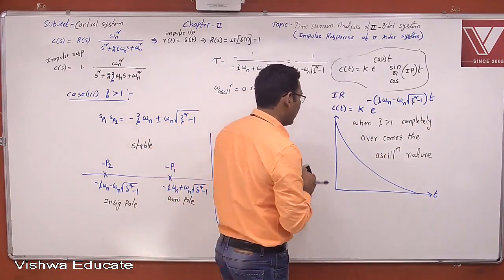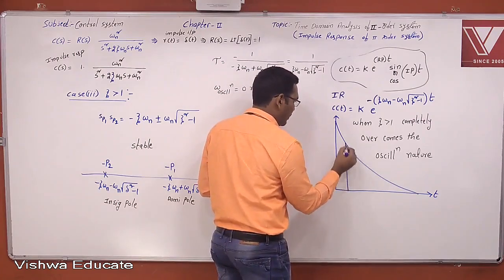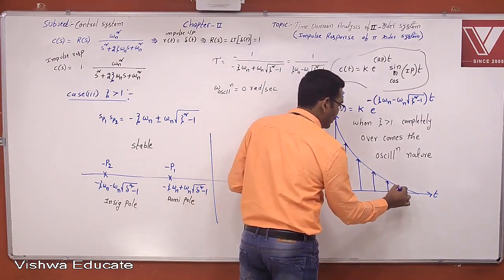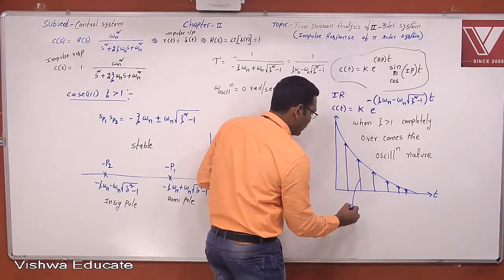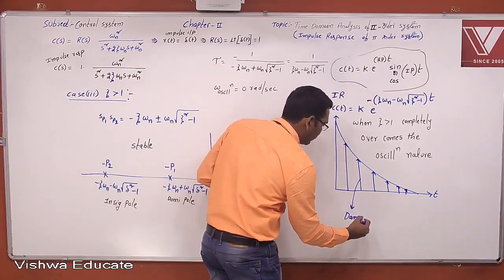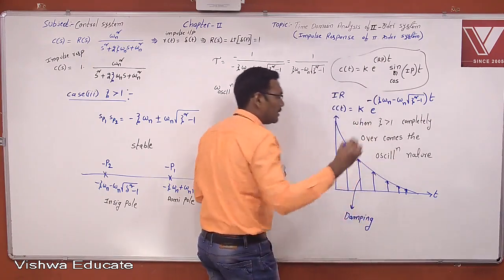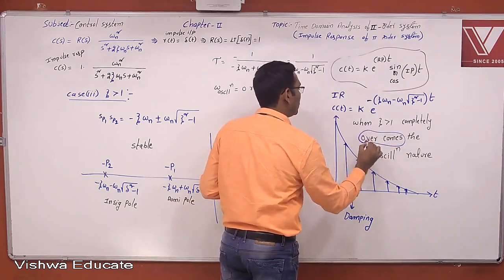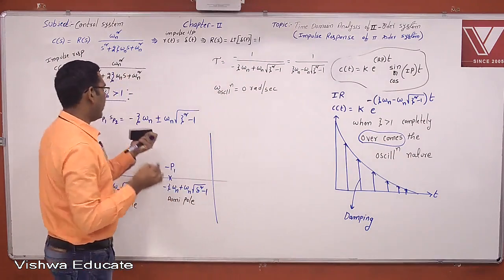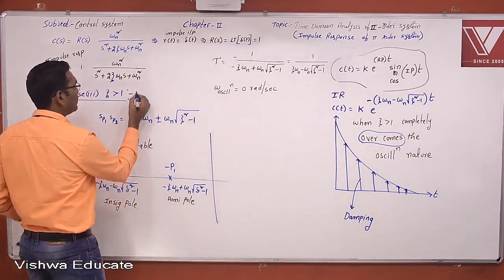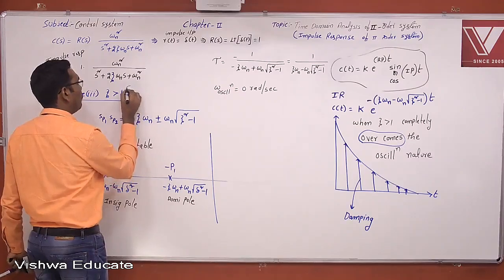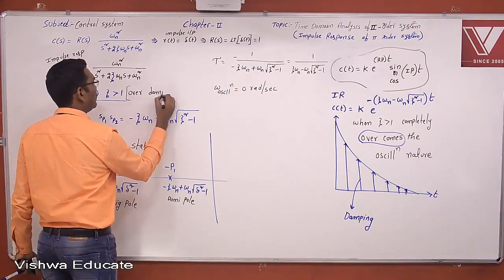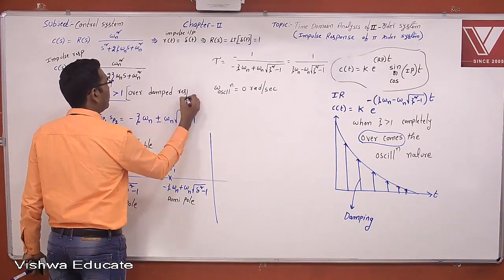And finally, how does the response behave with respect to time? Amplitudes are increasing or decreasing with respect to time? As time increases, amplitudes are decreasing. Whenever the amplitudes are decreasing, we call that damping. So it completely overcomes the oscillation nature. Therefore, when damping factor zeta is greater than 1, the response is called an over damped response. It overcomes the oscillation nature and amplitudes are decreasing. Therefore, this is called an over damped response.